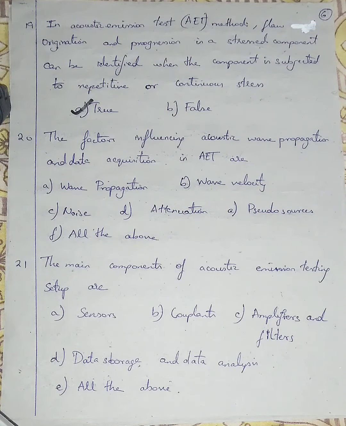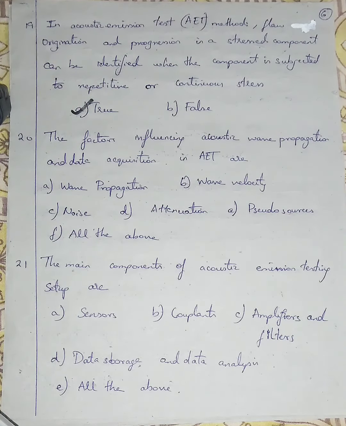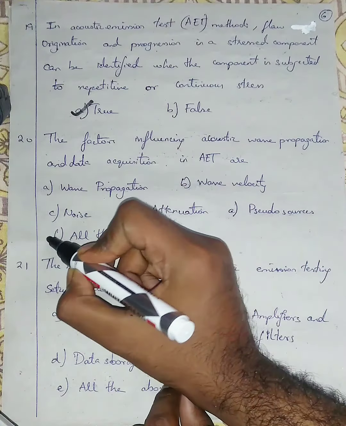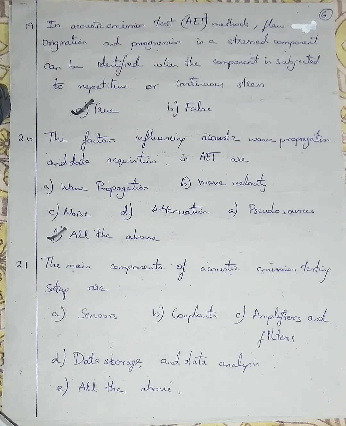Wave propagation means how the wave propagates. Then wave velocity, at which velocity the wave propagates. Then noise, if there is any noise, then there will be some change in results. Attenuation is a combined effect of scattering and absorption by a material. And pseudo sources means they look like sources, but they are not true sources. So I'm going with option number F, all the above. These five are the factors that influence acoustic wave propagation and data acquisition in AET.